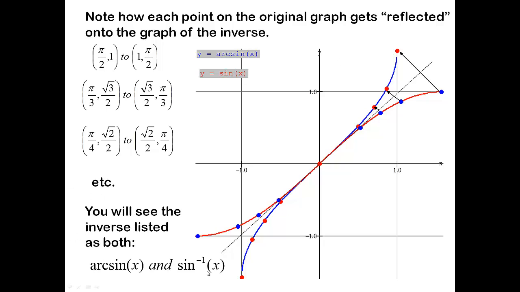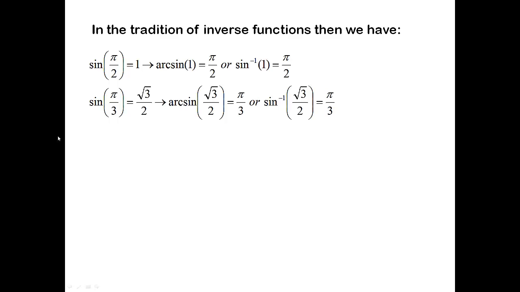Very important point down here, you're going to see the inverse listed as both arc sine of x and sine^-1 of x. Let's look at a couple of examples. For example, the sine of pi/2, that quadrantal angle, you know is equal to 1. So therefore, the arc sine of 1, or the sine^-1 of 1, the sine inverse of 1, is equal to pi/2. We've switched the inputs and the outputs.